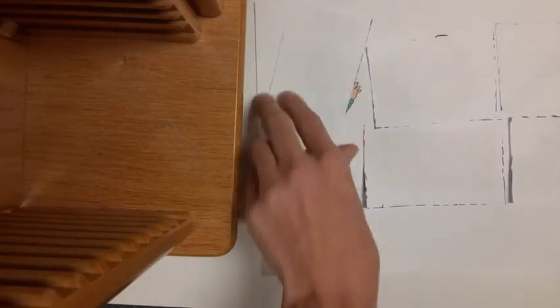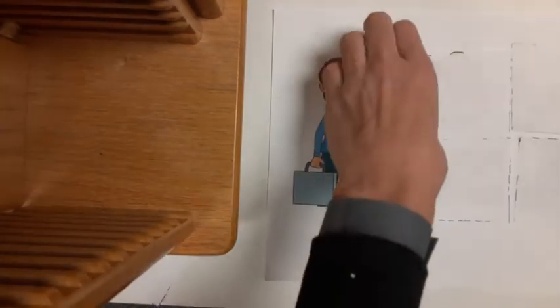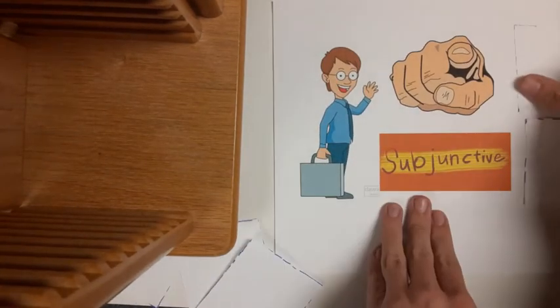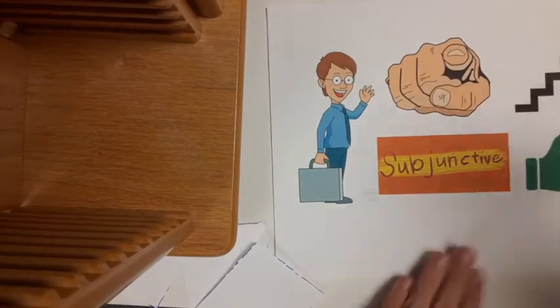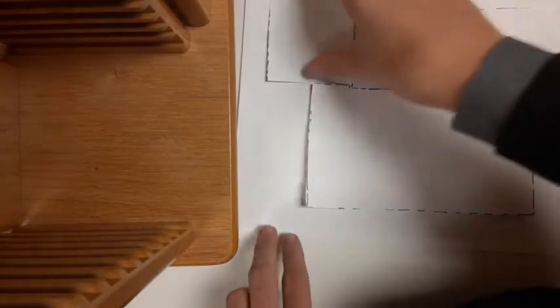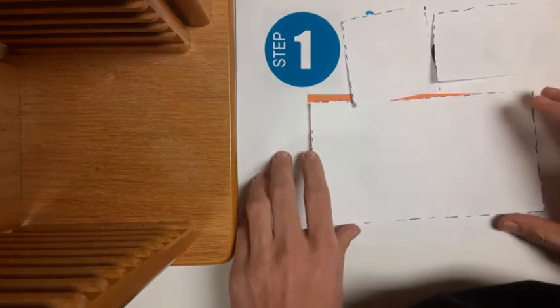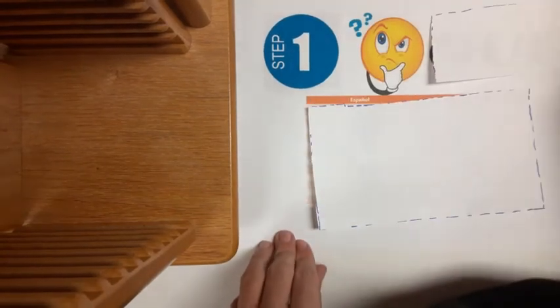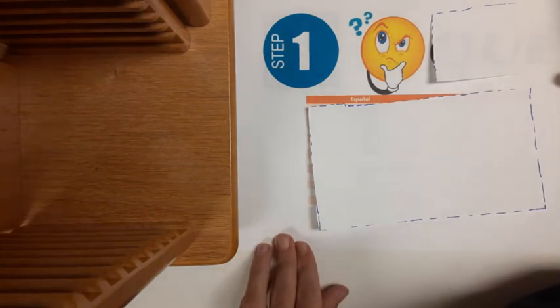Hey there, guys. Today I'm going to tell you how you can learn the subjunctive mood in just 5 easy steps, which will lead to better success in Spanish class. Step 1 is to know when to use the subjunctive clause. The subjunctive clause is used with hopes, doubts, and other unsure things.